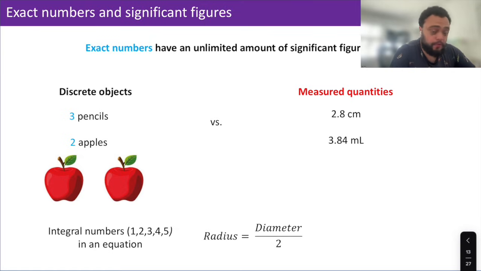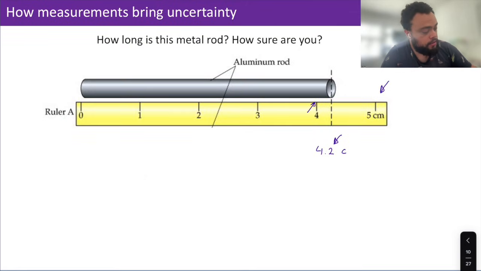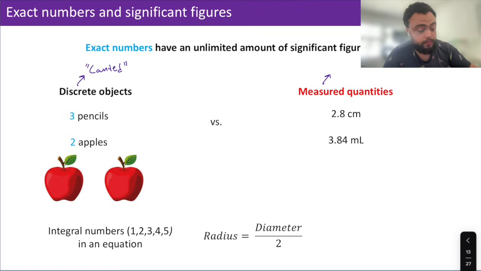Exact numbers, like the number of apples, or the things that you can count, we can also call these counted objects, like three pencils and two apples, versus a measured quantity, so something you used equipment to find the number of. Those have different significant figures. Measured quantities are only as accurate as whatever you're using to measure them with. So if we go back real quick to this, a ruler is only as accurate as there are ticks that we can measure with.